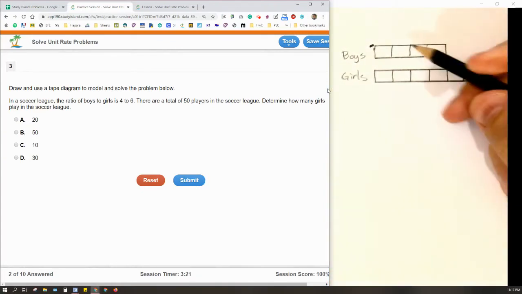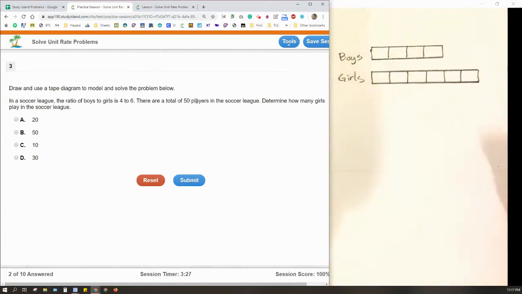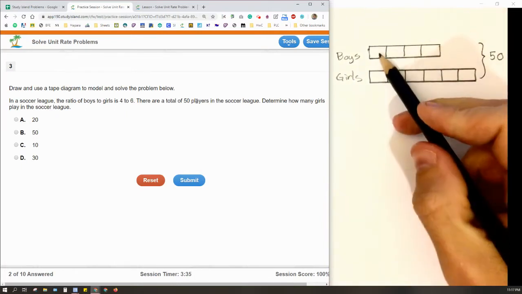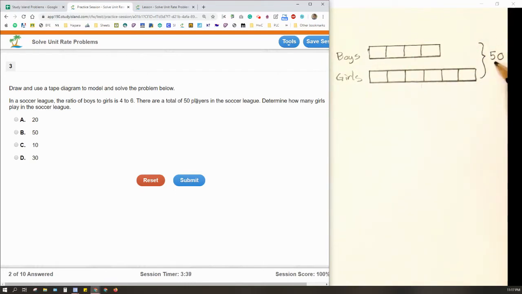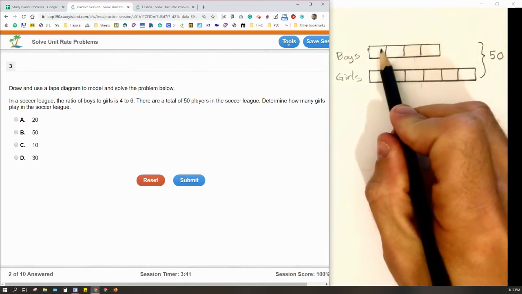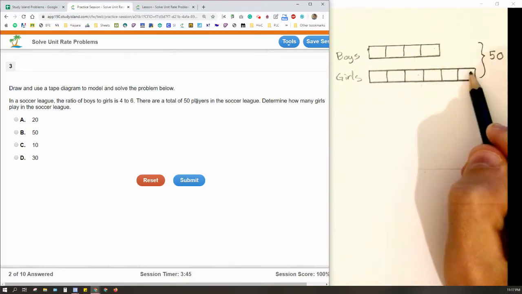Okay, so there are the sections for the boys and for the girls. And let's remember, it says that there's a total of 50 players. So all of these sections together have to represent 50 different players. So how much is each little tape section worth? If all of these together are worth 50 players, how many sections are there? 1, 2, 3, 4, 5, 6, 7, 8, 9, and 10.